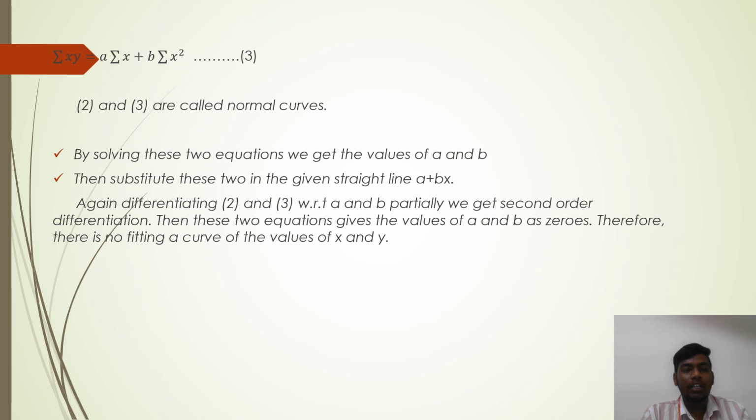The second and third equations are called normal equations. By solving these two equations, we get the values of a and b. Then we substitute these two in the given straight line a plus bx. We get the general equation.